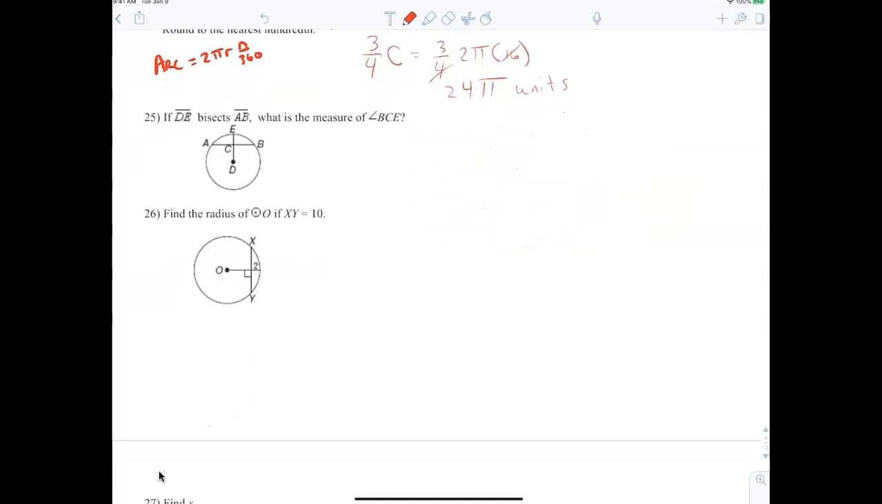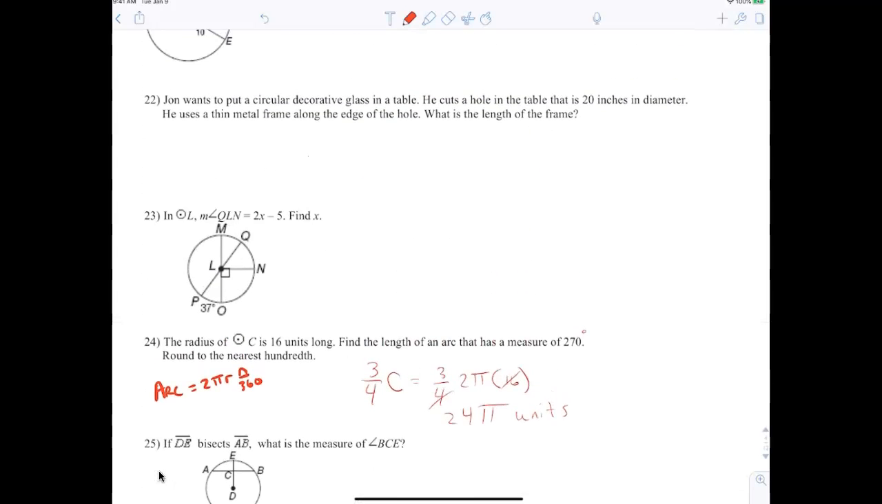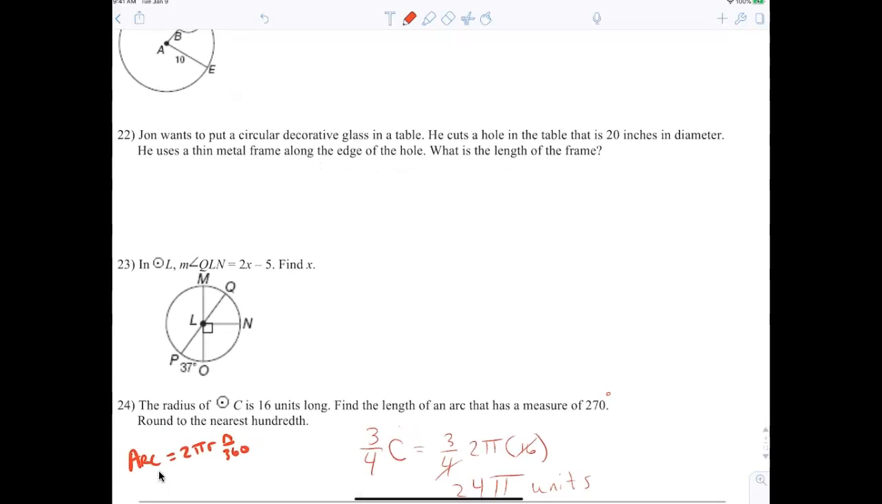I really want to get to the end problems because those are important. Yes. 22. John wants to put a circular decorative glass in a table. He cuts a hole in the table that's 20 inches in diameter. He used a thin metal frame along the edge of the hole. What is the length of the frame? Well, the frame is circular, correct? You agree with that? And it just says it has a 20-inch diameter. So that's just a circumference problem, correct?